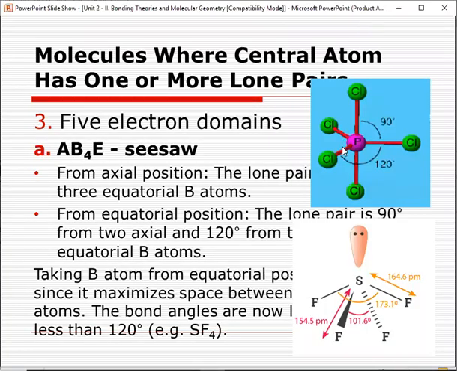So, AB5 is trigonal bipyramidal. So, atong example ganiha is PCl5. But for AB4E, so naa siya 5 electron domains, upat ka outer atom and isa ka lone pair. Example nato is SF4. So, makuhaan og isa ka B or outer atom pulihan og isa ka lone pair.